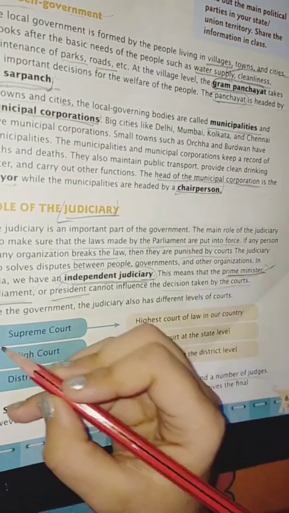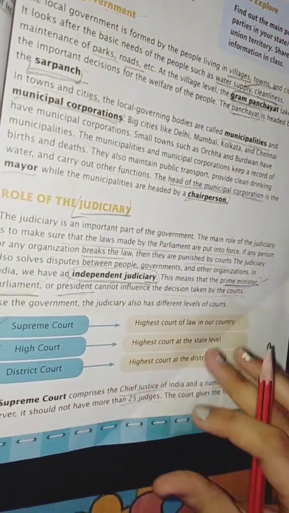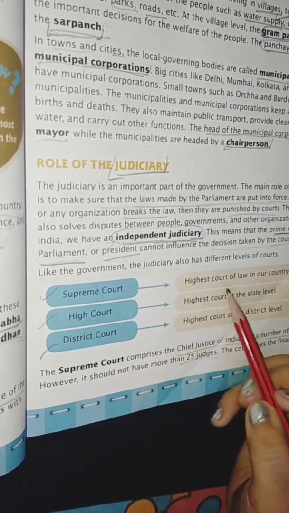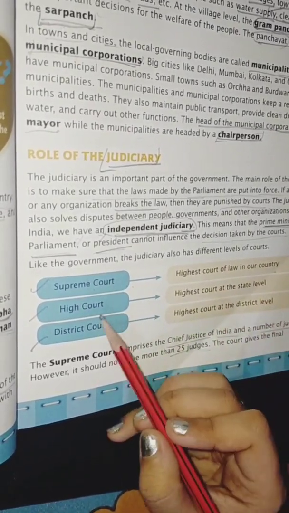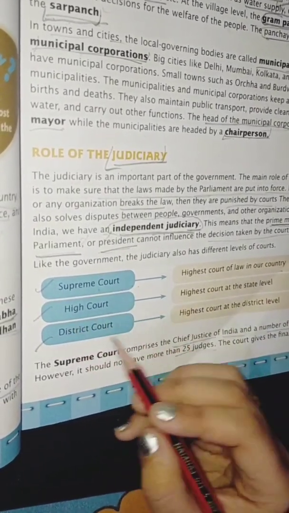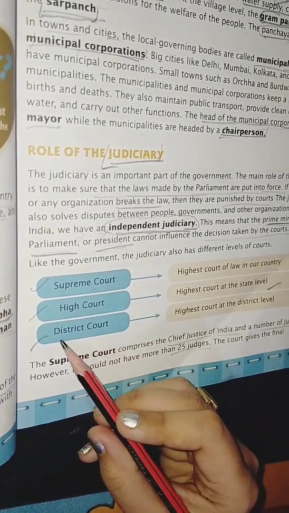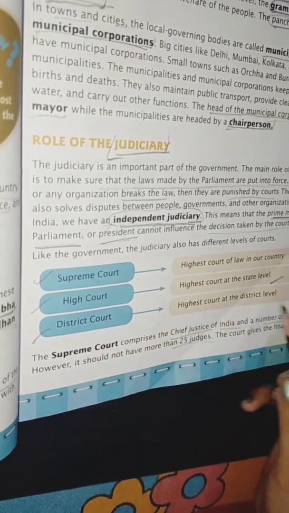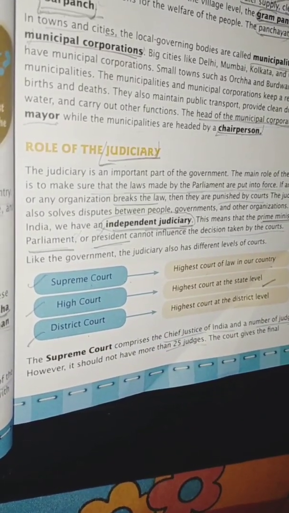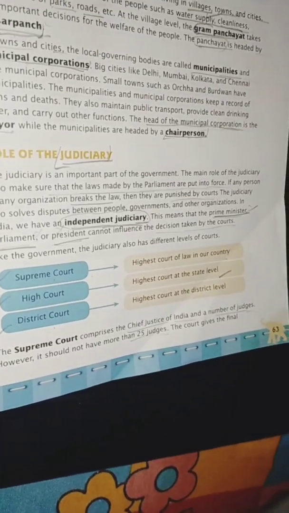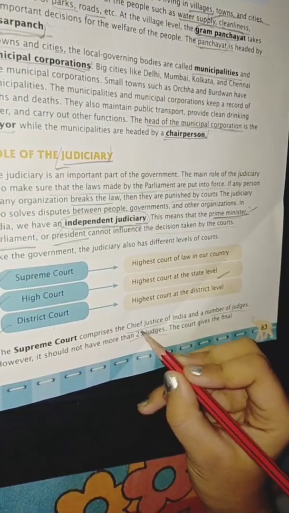There are mainly three levels of courts in our country. The highest court of the law in our country is known as the Supreme Court, the High Court is considered the highest court at the state level, and the District Court is considered the highest court at the district level. So definitely the Supreme Court has a Chief Justice of India.